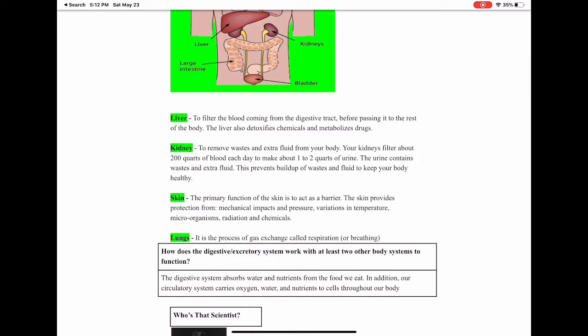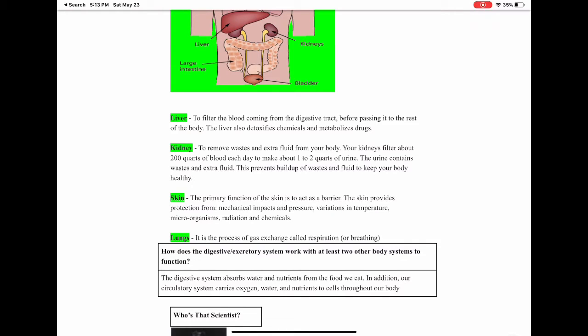The next part is the kidney. The kidneys are used to remove waste and extra fluid from your body. Your kidneys filter about 200 quarts of blood each day to make about 1 to 2 quarts of urine. The urine contains waste and extra fluid. This prevents buildup of waste and fluid to keep your body healthy. So the kidneys are really used to make sure you have the right amount of urine and blood every day, and to make sure your body has the right amount of nutrients and is healthy every day.